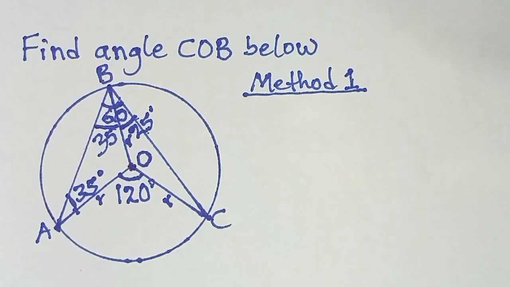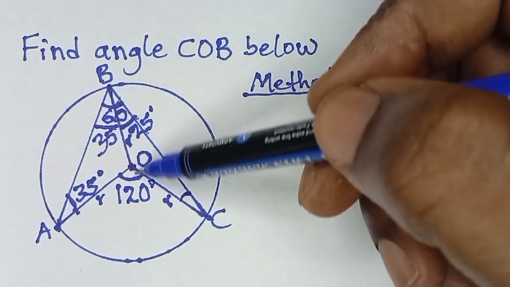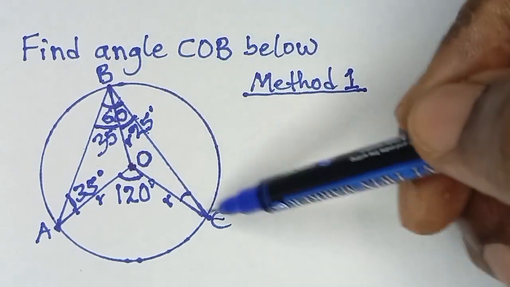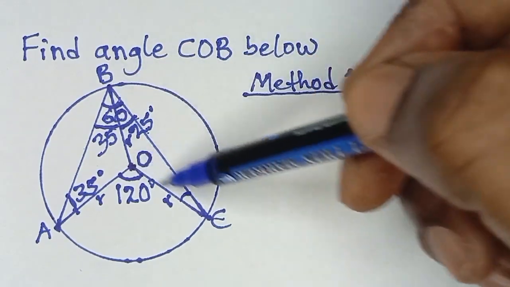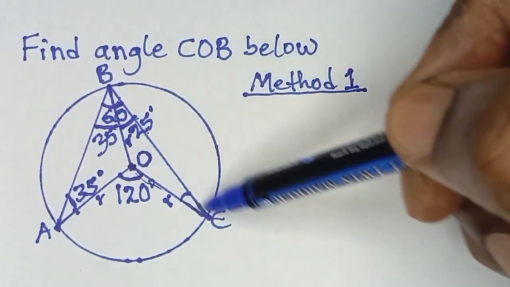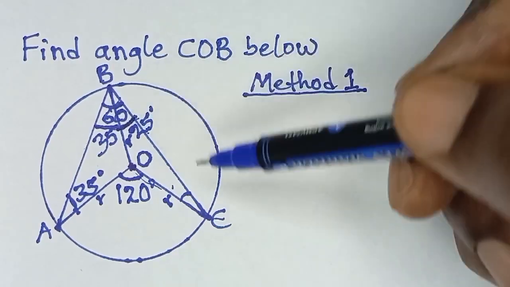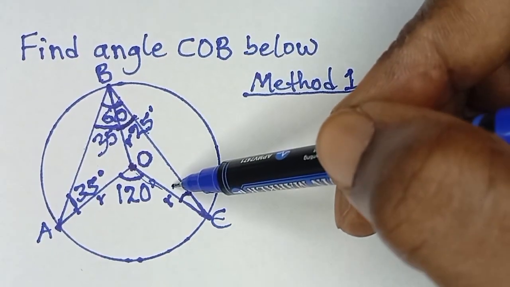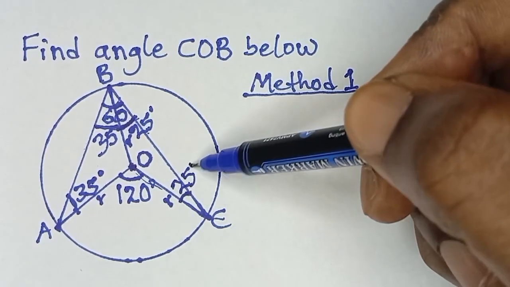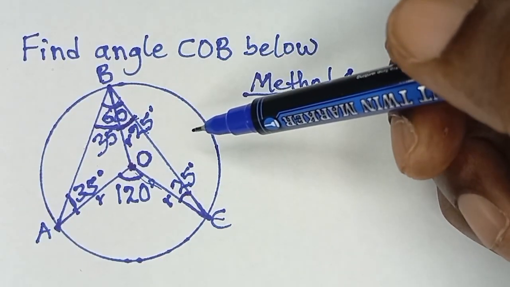So now that we have established that, you also agree with me that this triangle here, triangle BOC, is an isosceles triangle because this is a radius and this is also a radius. So two sides are equal. So the base angle here, which is 25, will also be the base angle here, which is also 25 degrees, because base angles of an isosceles triangle are equal.